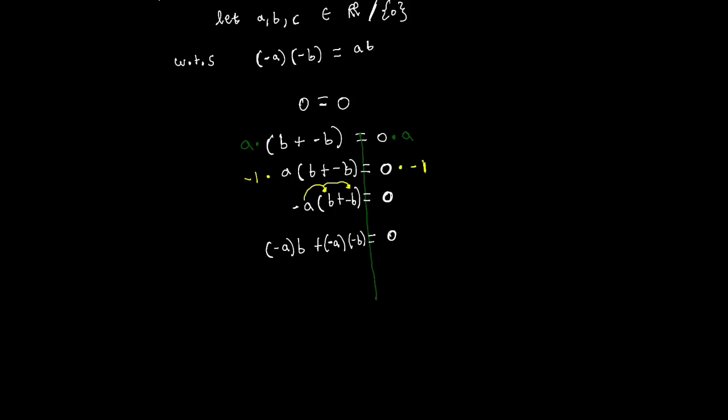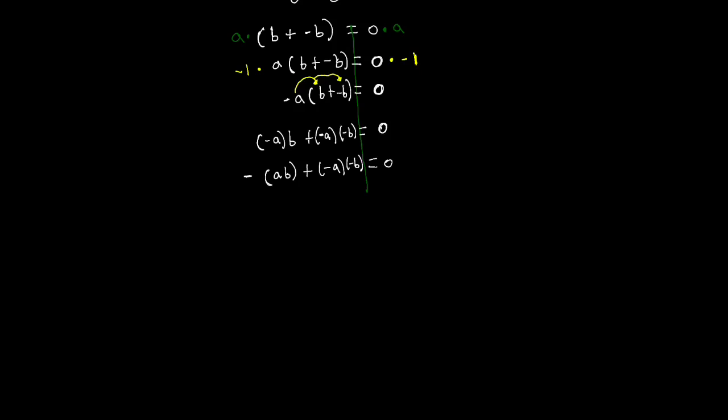So now I'm going to use the associative property, which basically says that I can move the parentheses around. So here I'm going to get a times b plus -a times -b equal to 0. Again, all I did was use the associative property, which basically says that I can move around these parentheses without changing the value of this expression.